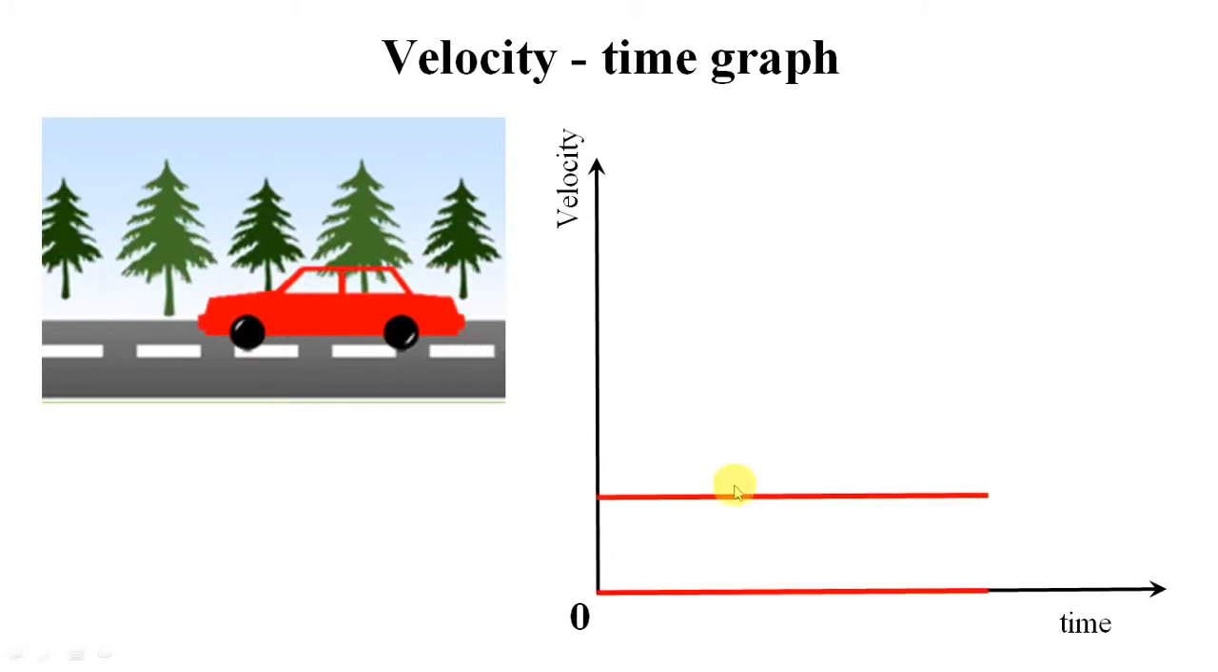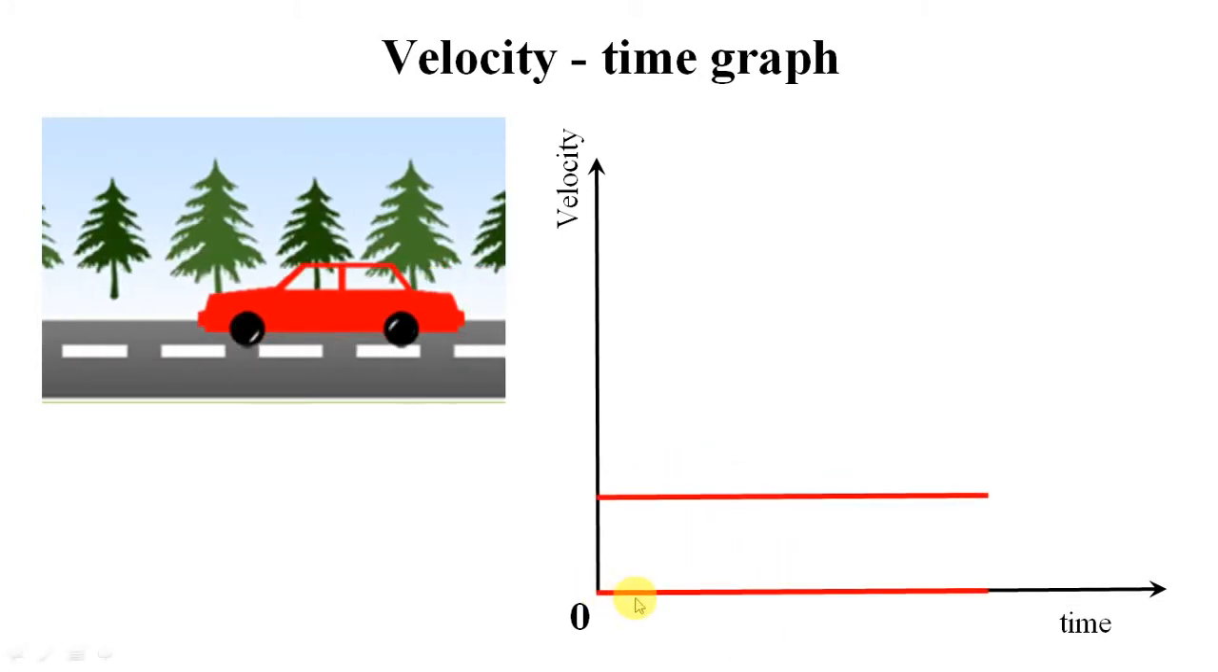Looking at the first 2 cases, the first graph shows that at time t equal to 0, the velocity is 0, and as time progresses there is no change in velocity, which means it has remained 0 permanently. In the second case, initially there is some velocity. At time t equal to 0, the velocity is not 0, which means the car is already moving. And as time progresses there is no change in velocity, which means the car is traveling at constant velocity.